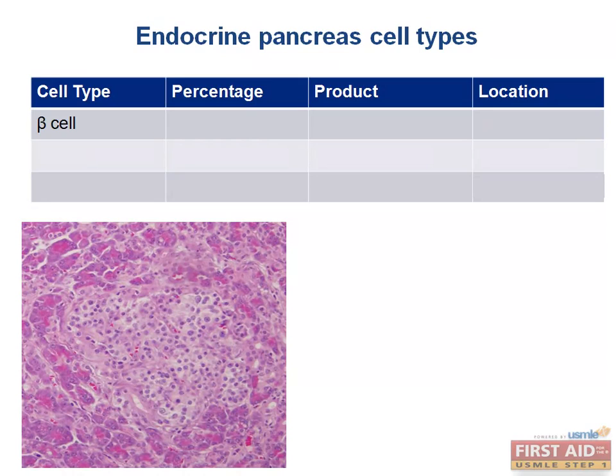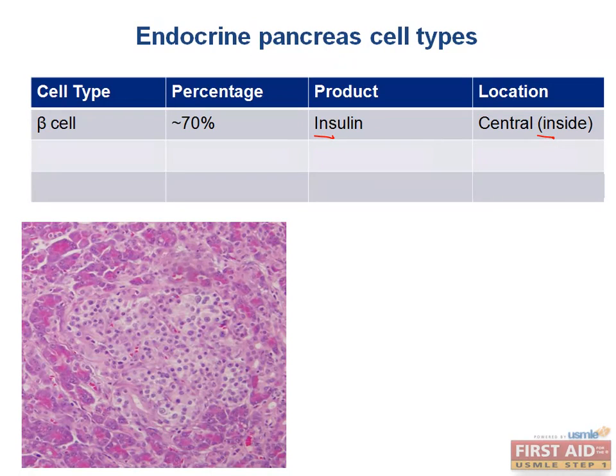with the beta cells. These account for almost 70% of islet cells and are responsible for producing insulin. These cells are found centrally within the islets. The way I remember this is insulin is produced inside the islets.